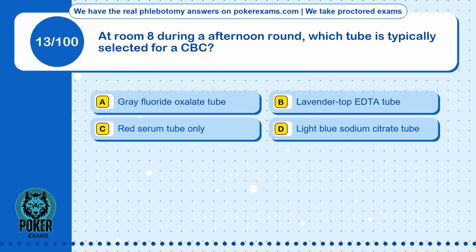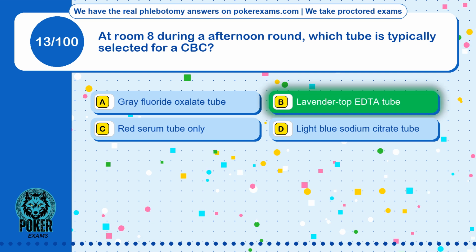Question 13. At room 8 during an afternoon round, which tube is typically selected for a CBC? Option A, gray fluoride oxalate tube. Option B, lavender top EDTA tube. Option C, red serum tube only. Option D, light blue sodium citrate tube. The correct answer is option B, lavender top EDTA tube.